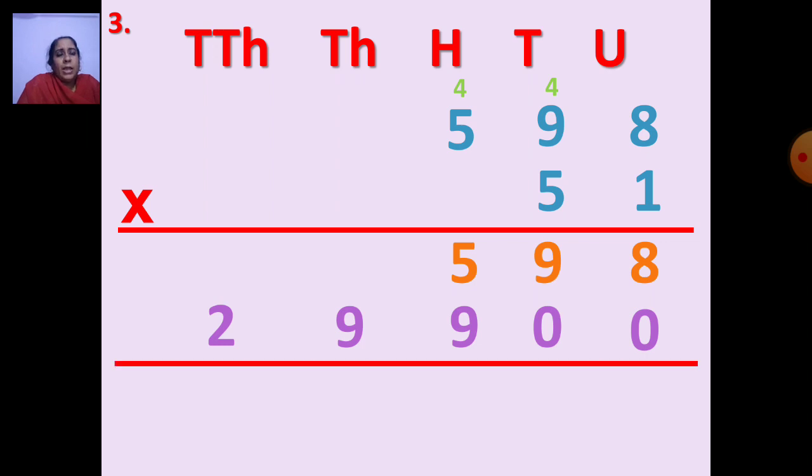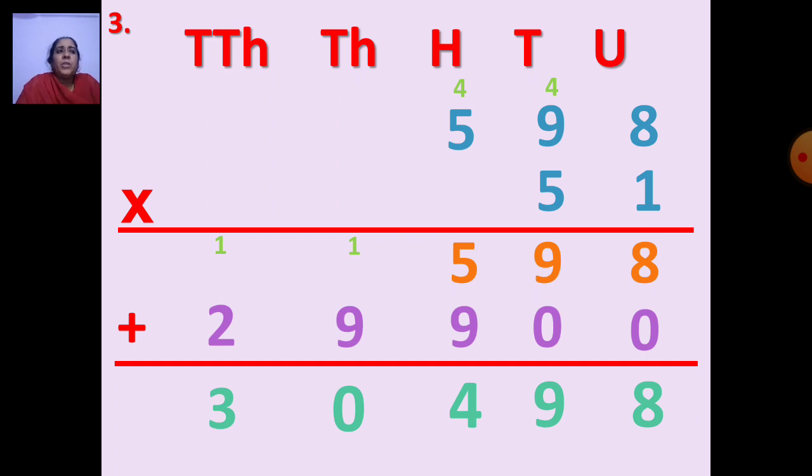Now what you will do? Draw one line. Put the sign of plus. And then you have to add the numbers. Okay. Now 8 plus 0, 8. 9 plus 0, 9. 5 plus 9 is how much? 14. So 4 will come down. 1 will go up. Okay. 9 plus 1, 10. So 0 will come down and 1 will go in the 10,000s place. Now you will add 2 plus 1 is how much? 3. So what is your answer, children? 30,498 is your answer. Okay.